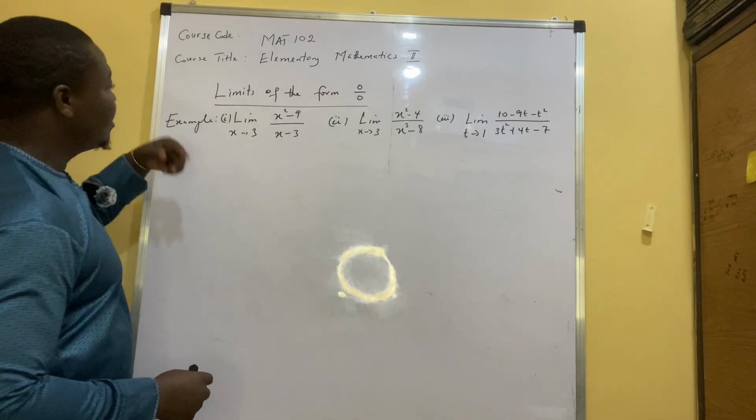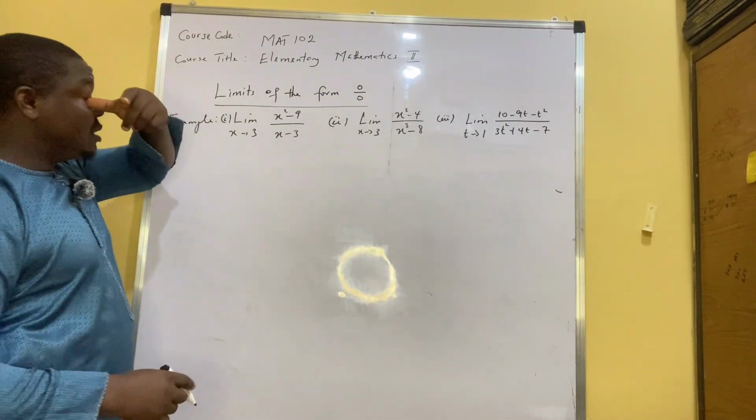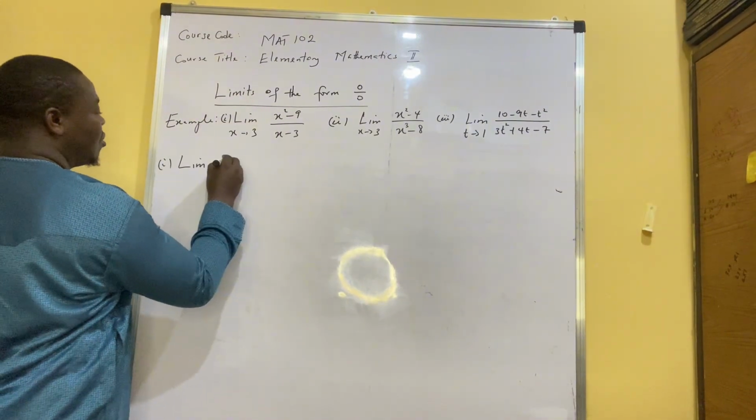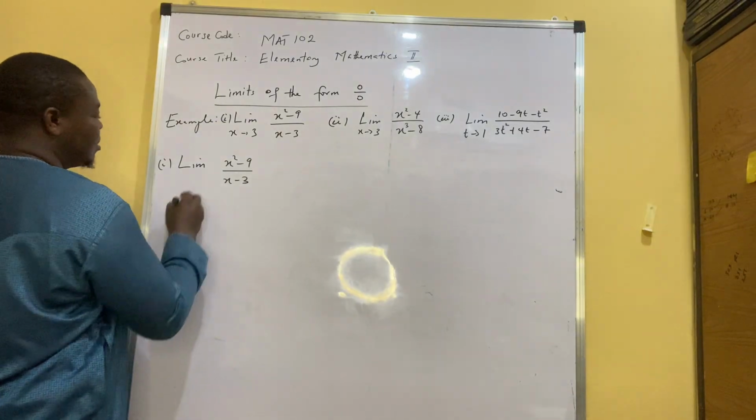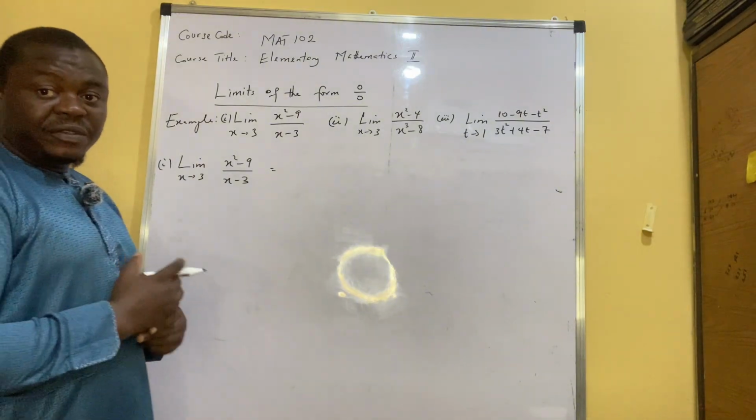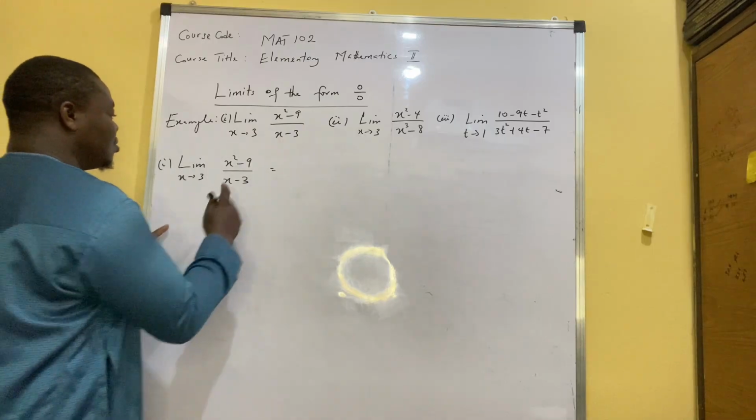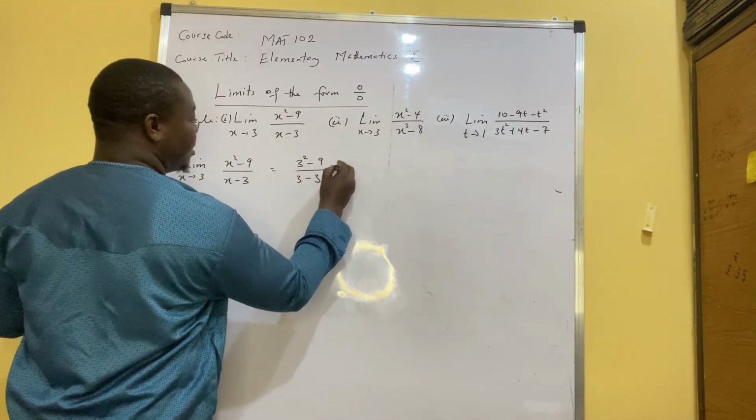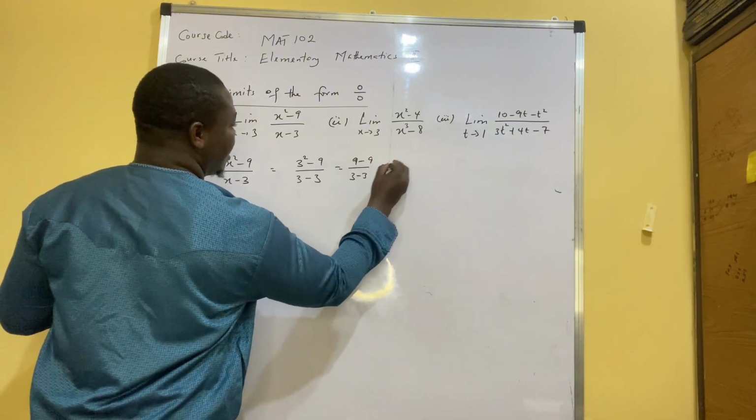Let's take for example the limits of the form 0 over 0. So we saw that is indeterminate. So we take the first one: the limit of x squared minus 9 over x minus 3 as x tends to 3. If we follow the definition, we substitute directly for x. So we're going to have x squared minus 9 over 3 minus 3. So this will give us 9 minus 9 over 3 minus 3, and this will give us 0 over 0.